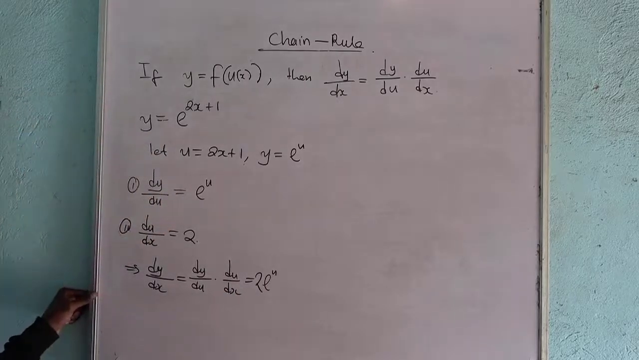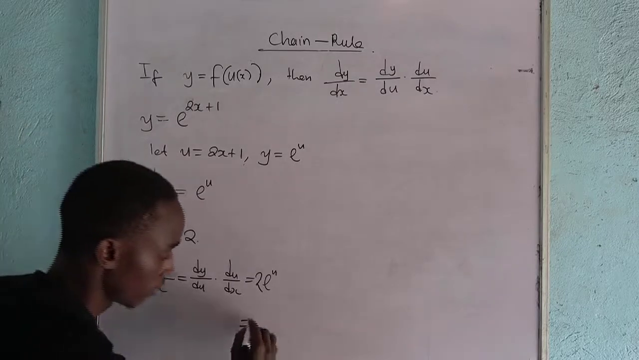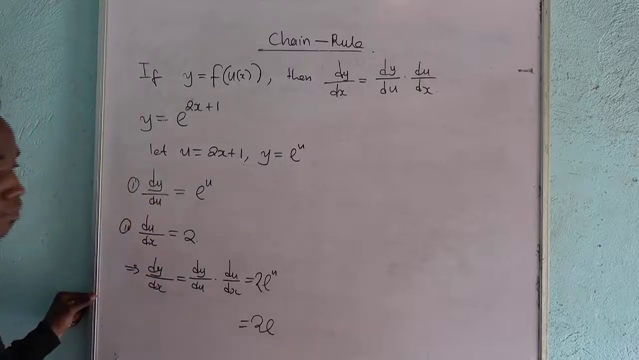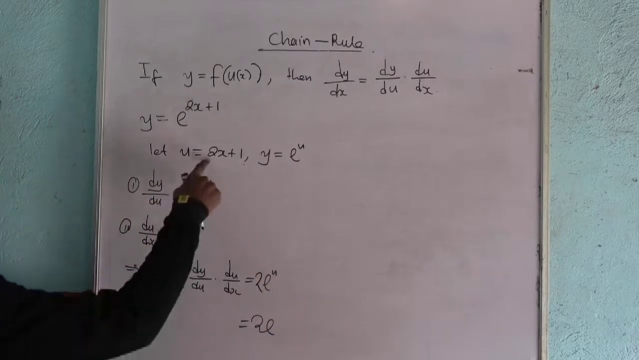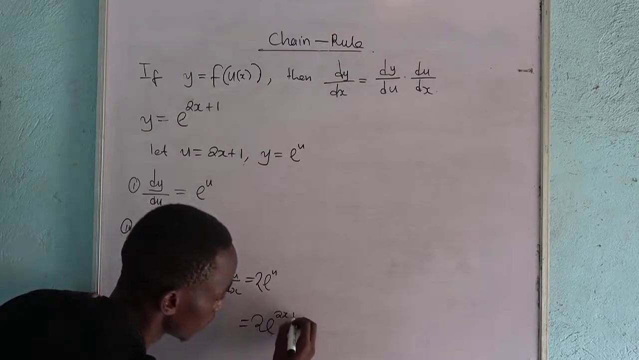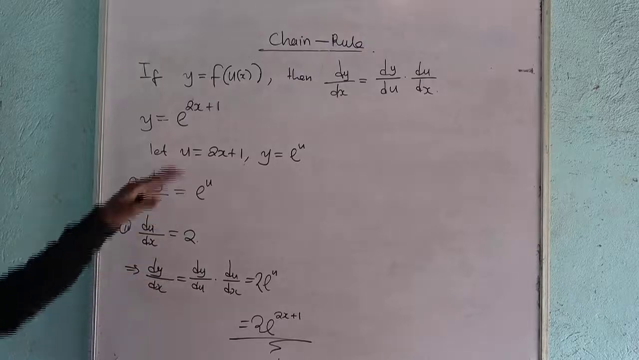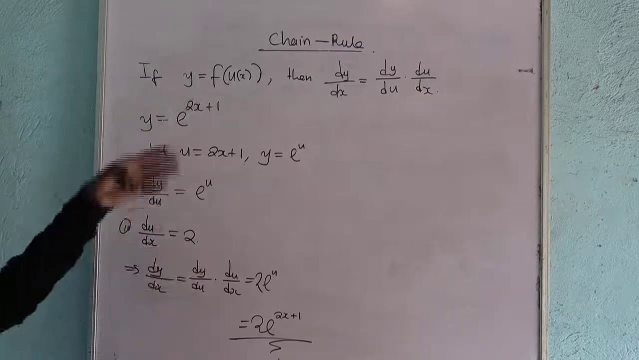So now the next step is that we have our 2 and our e there, but this u has been defined as 2x plus 1, so we'll then write it as 2x plus 1. So this is how you solve problems similar to this using the chain rule.